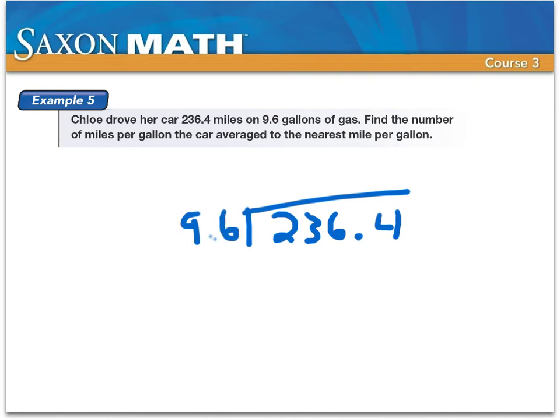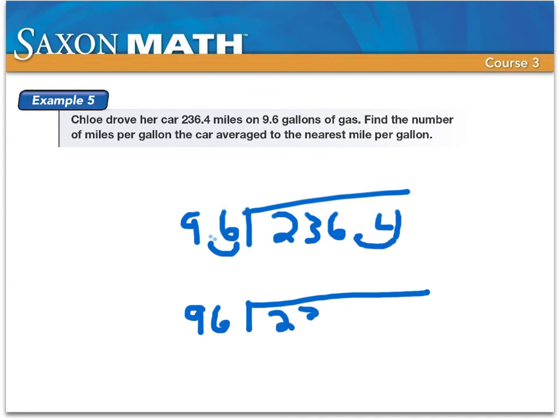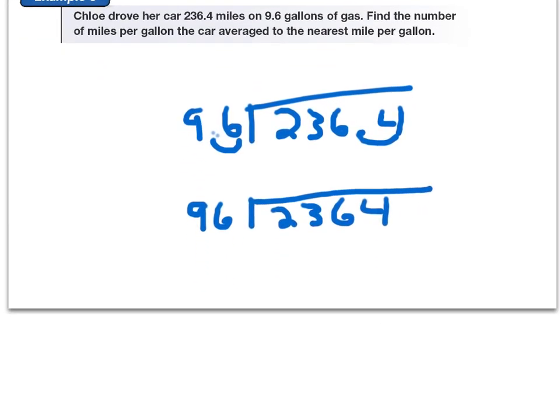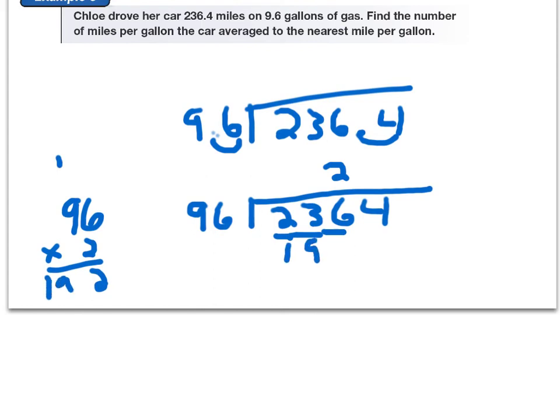So again, I got a decimal outside here, so I'm going to have to move it one place to the right to make this 96. Which means I have to move this one place to the right and make it 2,364. Okay, and now we're going to divide. Well, 96 doesn't go into 2, it doesn't go into 23, but it does go into 236, and it's going to go in there twice. Okay, then 96 times 2, it's 192. Now I subtract. 6 minus 2 is 4. I have to borrow here, and I'm going to get a 4. Then bring this one down.